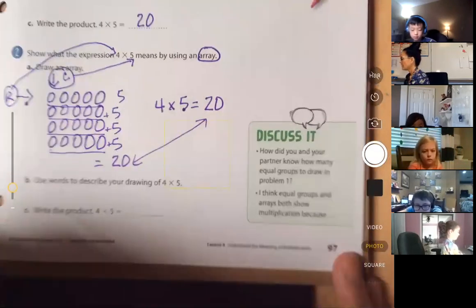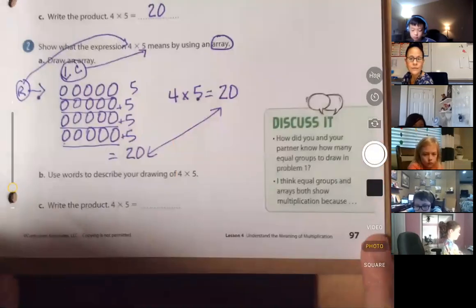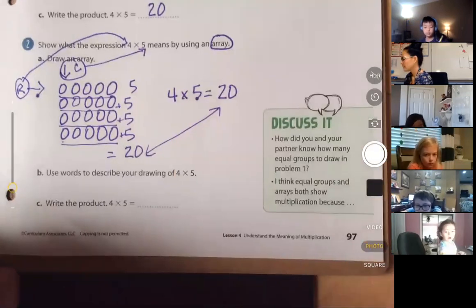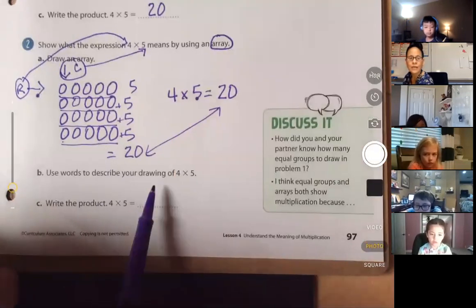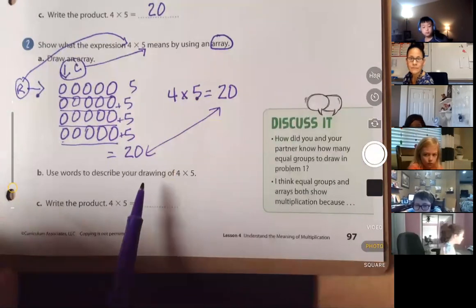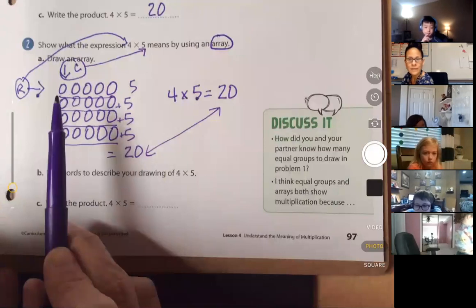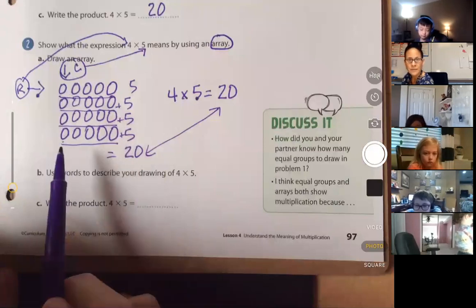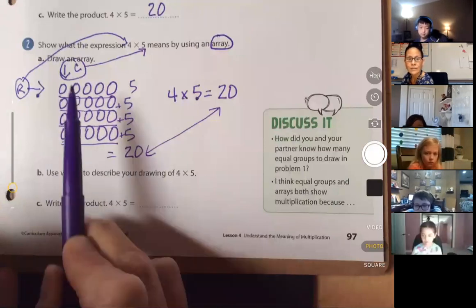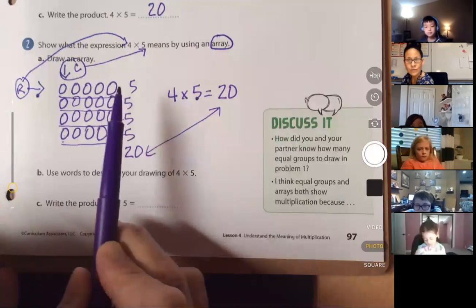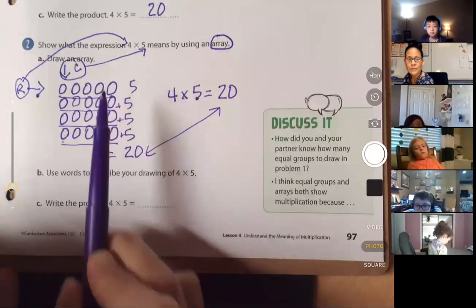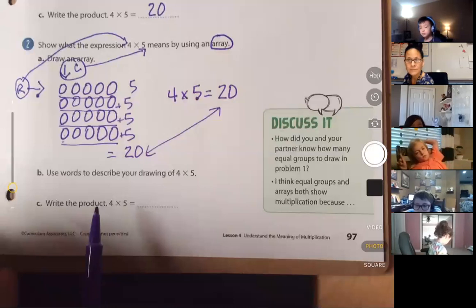So, same as in the first question up above, use words to describe your drawing of 4 times 5. I have 4 rows that represent the number of groups. I have 5 columns that represent the number in each group. The total number is 20.